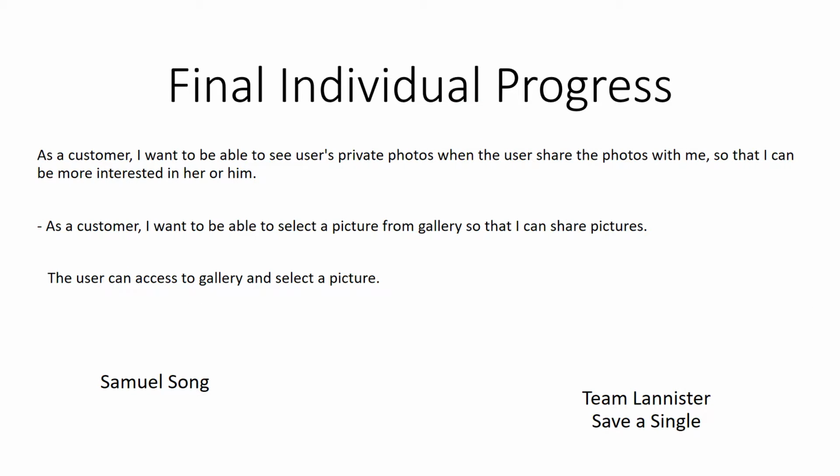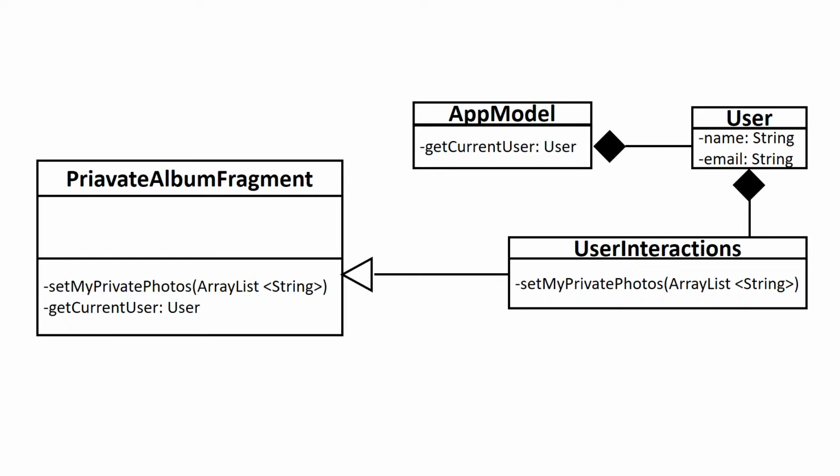Next, as a customer, I want to be able to see users' private photos when the user shared the photos with me so that I can be more interested in her or him. Child user story. As a customer, I want to be able to select a picture from gallery so that I can share more pictures. This is my UML diagram.